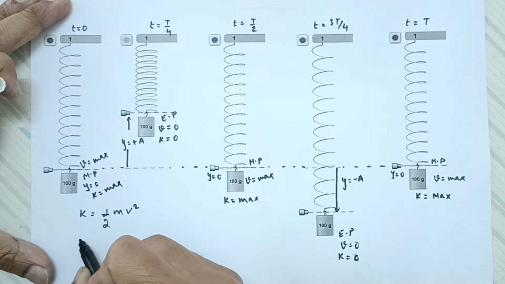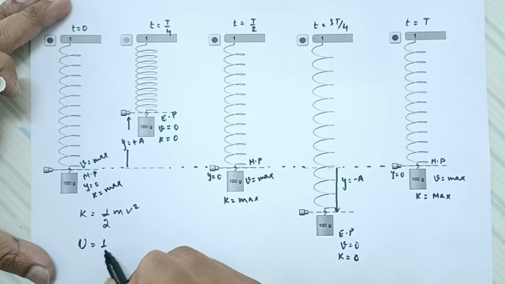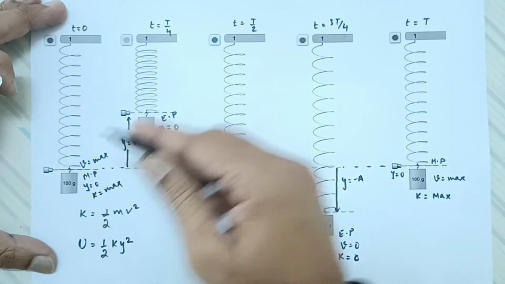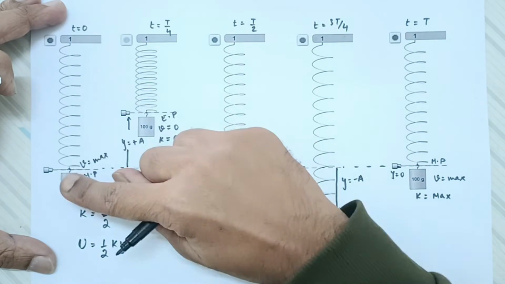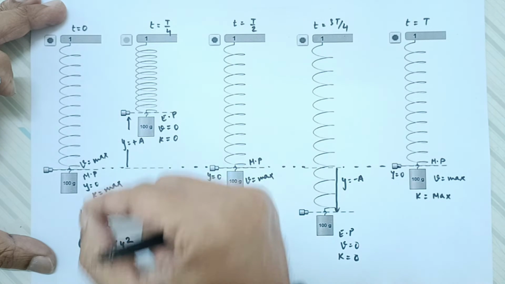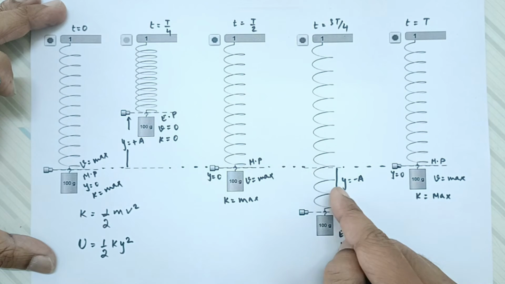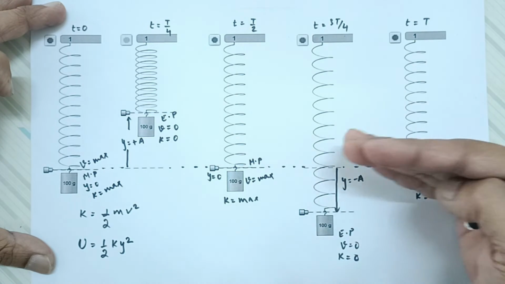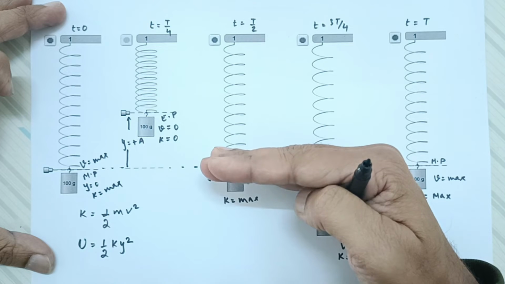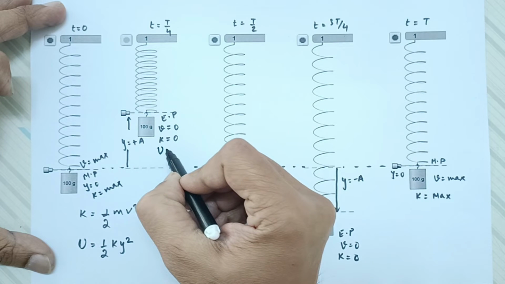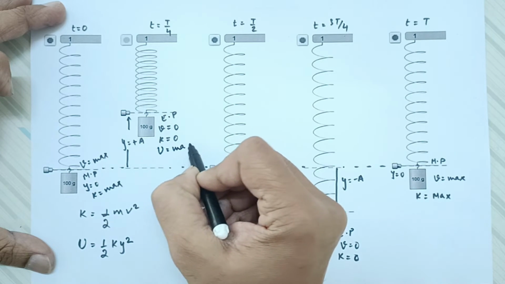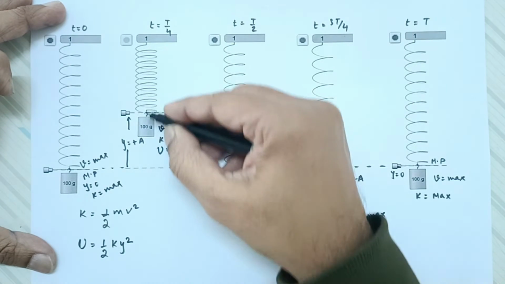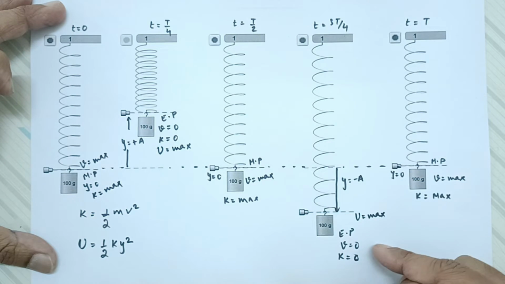Now the value of potential energy is half k y square. This is due to the potential energy of the spring. You know that when the spring is compressed or extended or pulled, there is a potential energy associated with the spring. So when the spring is compressed or extended beyond its mean position, it will have potential energy. So the potential energy here will have maximum value, and here also the potential energy will be maximum, because the spring is compressed by maximum amount, and extended by maximum amount.